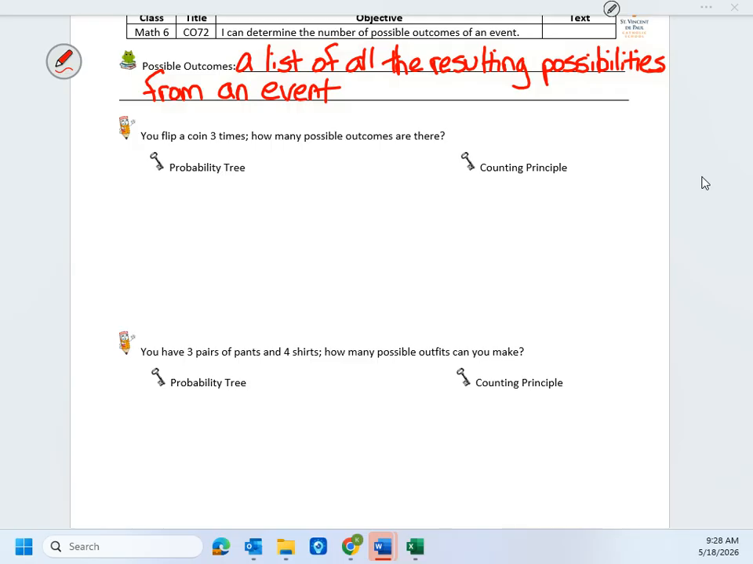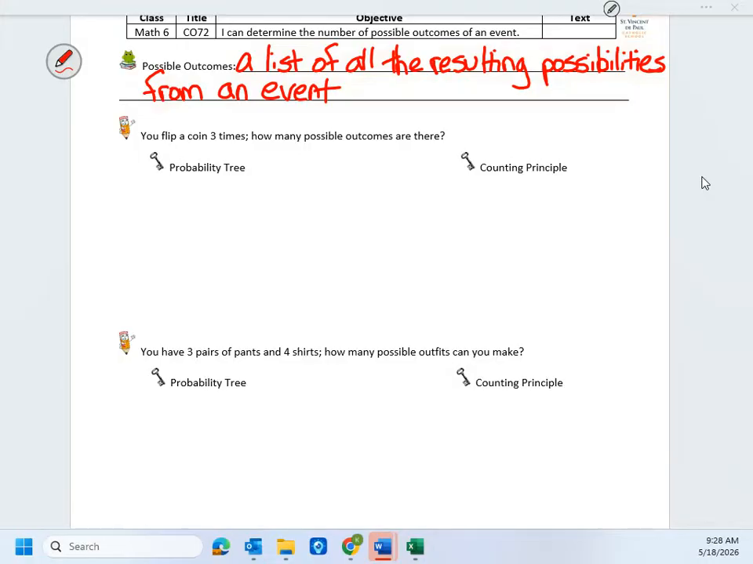Everything that you're doing is the event. We need to know how many events are happening. So if you flip a coin 3 times, that's 3 events. You roll the dice 2 times, that's 2 events. You flip a coin and then roll a dice, that's 2 events. So every action that you're doing is an event. So we want to know, if we flip that coin 3 times, how many possible outcomes are there?